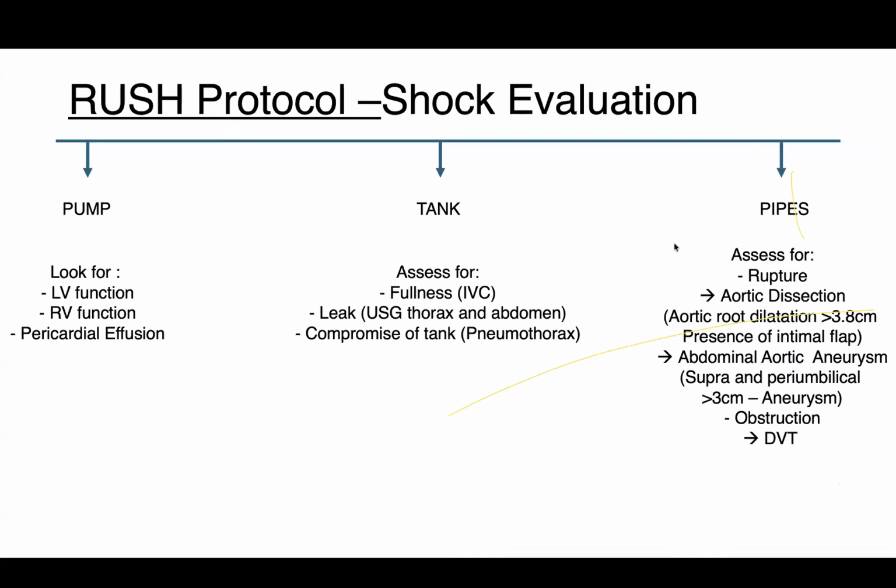Then in the pipes, you need to assess for either rupture or obstruction. Under rupture, you need to assess for aortic dissection. So aortic root dilatation of more than 3.8 centimeters, or the presence of an intimal flap, or the presence of an abdominal aortic aneurysm, that is a supra or periumbilical aneurysm of more than 3 centimeters. Under obstruction, you need to assess for a DVT. So these are the things that you will need to assess for shock evaluation.